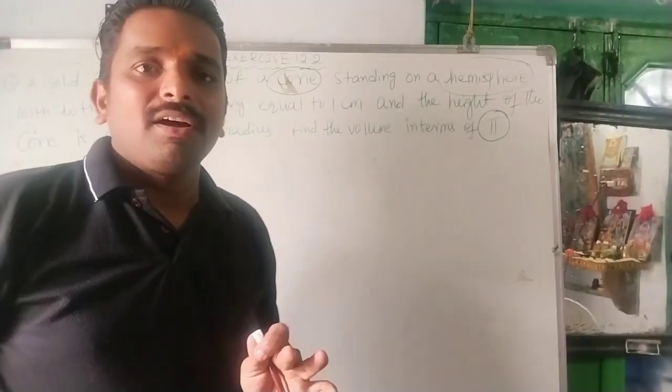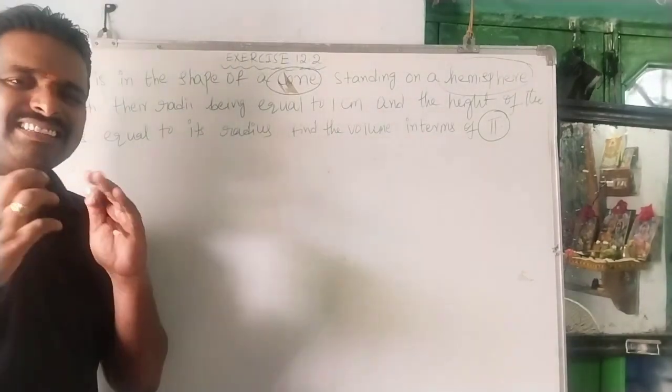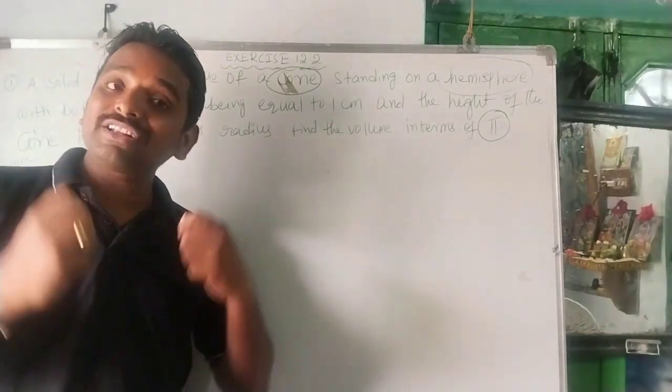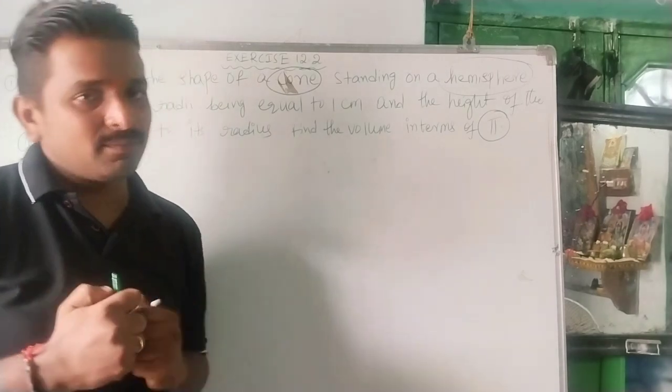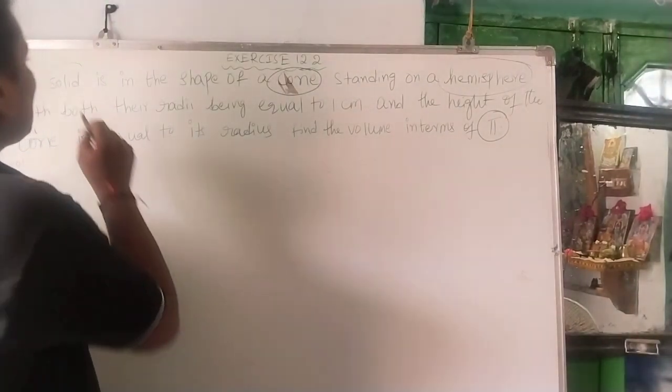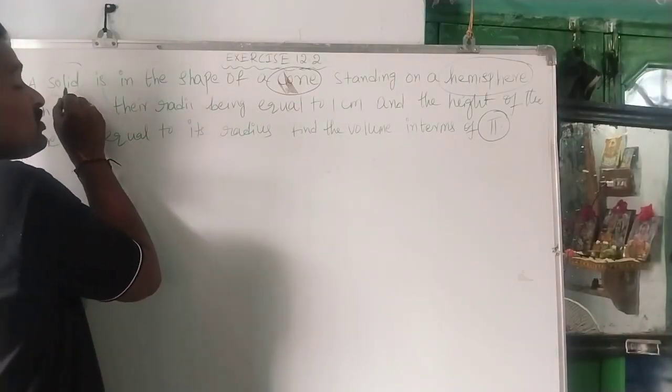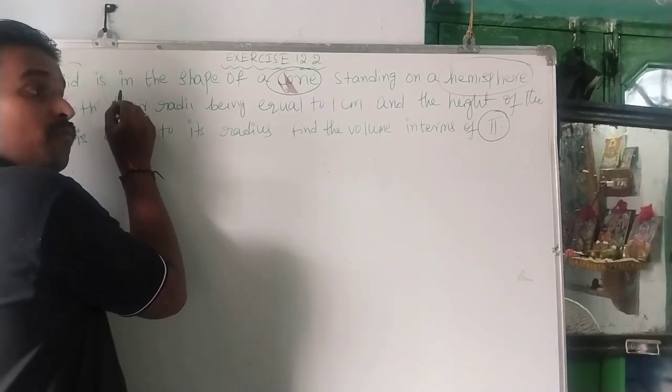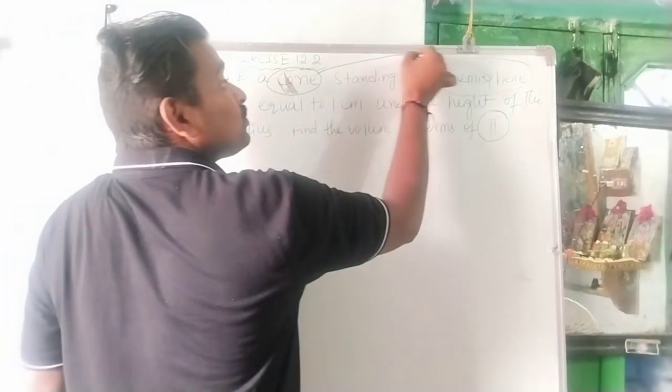Okay. First of all, I will explain the exact meaning of that. Try to understand the exact meaning of the given problem. Basically, here one solid figure is given. Actually, the given solid figure is formed by a combination of two solid figures.